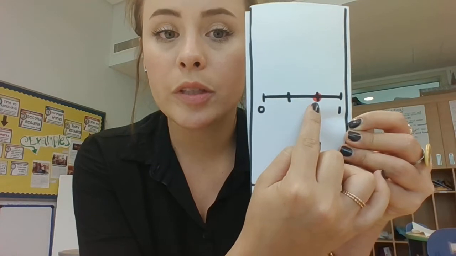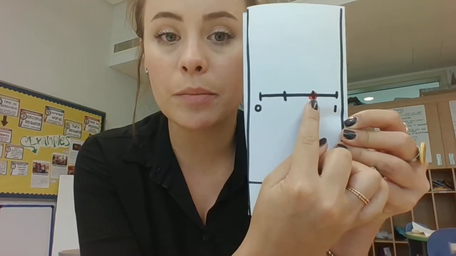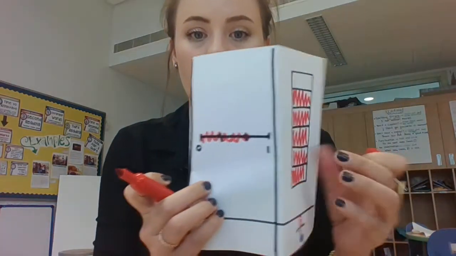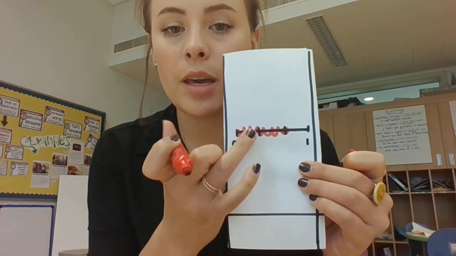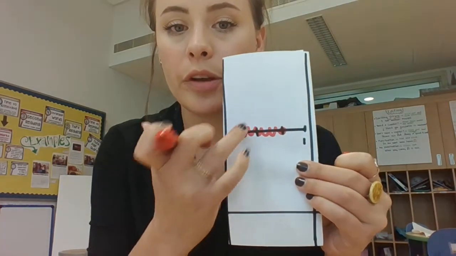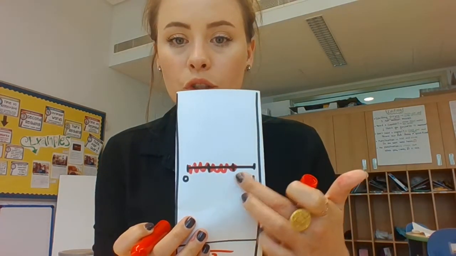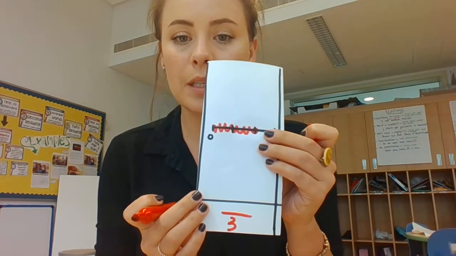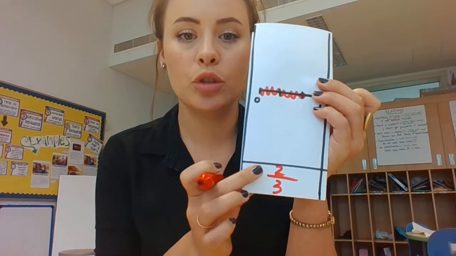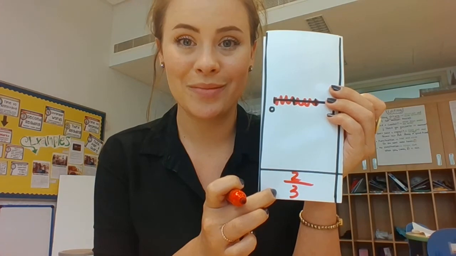And then you saw the dot here at the second piece, meaning one of the 3 and then 2 of the 3. There's 3 total, which would be my denominator. And the dot shows me 2 of those pieces. What do you see? 2/3.